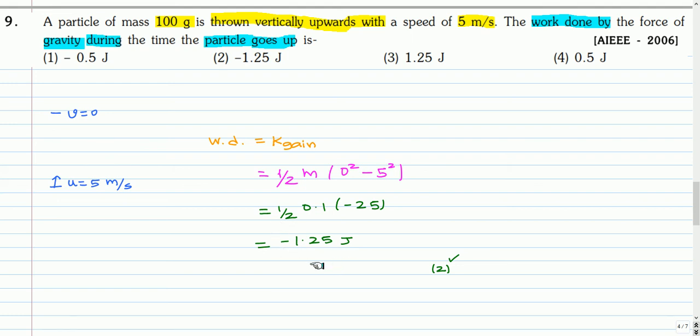So actually the work is done against this gravity. So that's why the negative sign is there. So work done by gravity is negative. So the correct option is option 2.